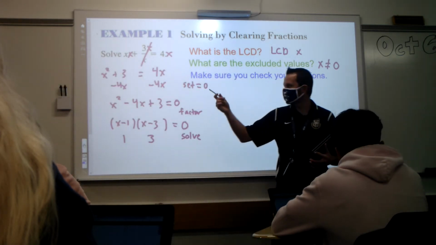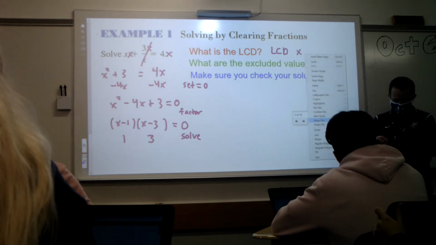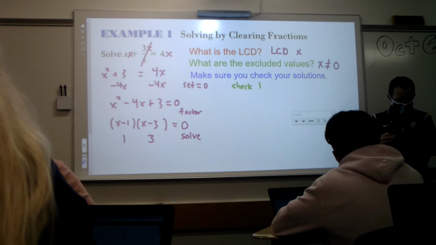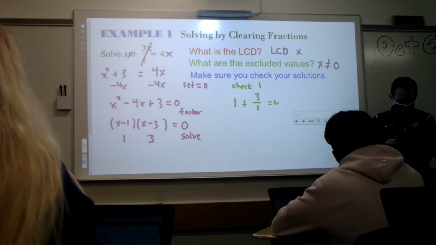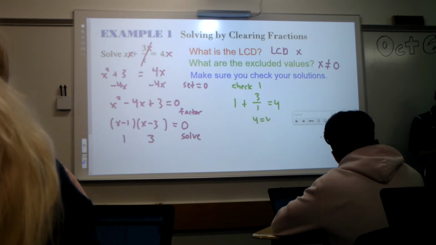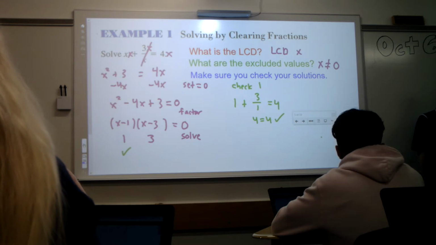Now, this one's pretty easy, so I'm just going to plug it in and see if it works. Let's check. Why don't we check 1 first, okay? Check 1. Anywhere I saw an x at the beginning, I'm going to put a 1. Is 1 plus 3 over 1 equal to 4? Yeah, that'll just be 1 plus 3 is 4, and 4 is equal to 4. So, yep, that works. So 1 is a real solution.